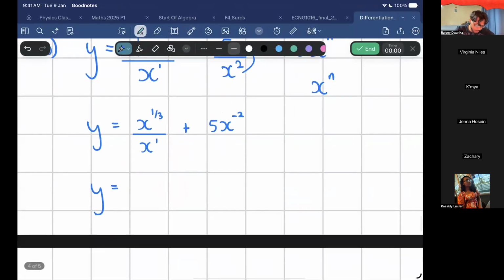Jenna, just to make sure you understand what I'm saying, if I had a to the power b divided by a to the power c, what would that be equal to, Jenna? A to the power b minus c. Yes. So if I had x to the power a third divided by x to the power 1, that's going to be what? X to the power a third minus 1. And I'm going to leave that as 5x to the power minus 2 because it's already in a form where I could differentiate it easily.